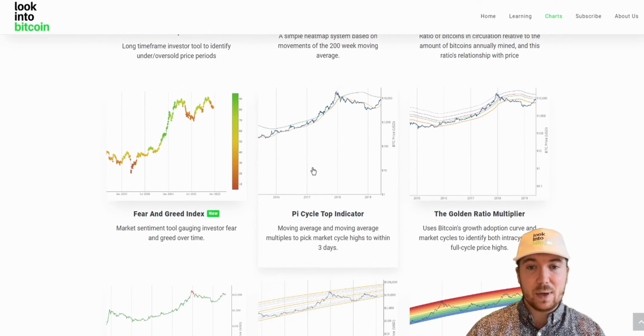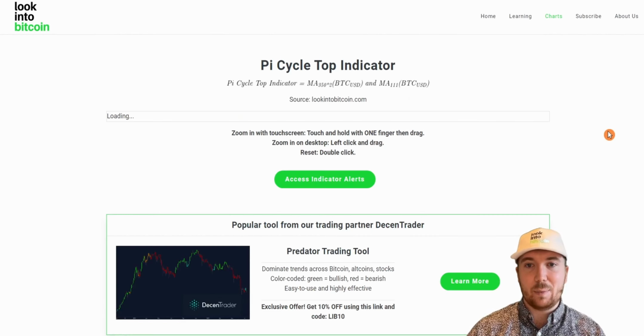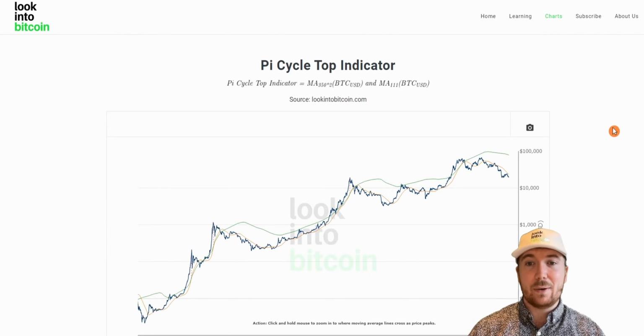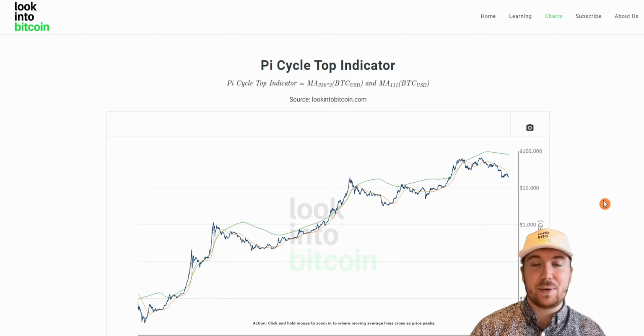So to begin with, we'll be using the Pi cycle top indicator. And this is one of our simplest charts, but one of the most effective at calling price cycle tops. Now, if you haven't used the Pi cycle top indicator already, it is pretty simple. It is just using a 350-day moving average and then multiplying the value of that by 2. A moving average just being the average closing price of the previous 350 days.